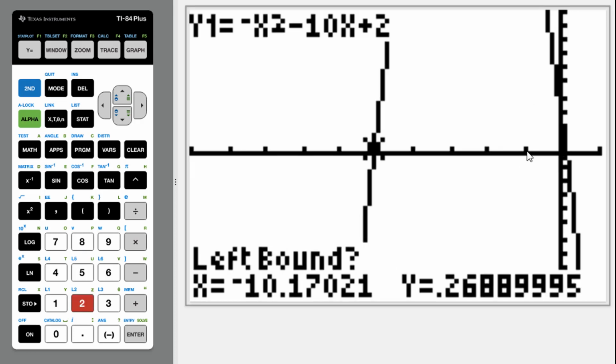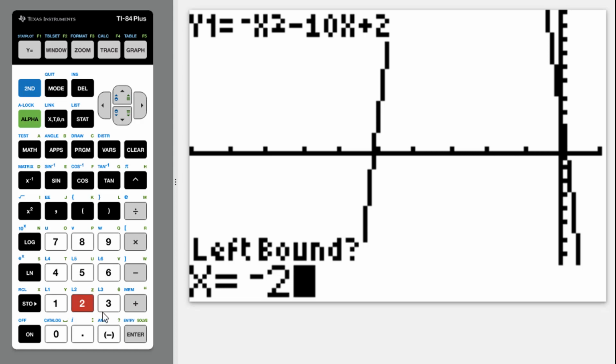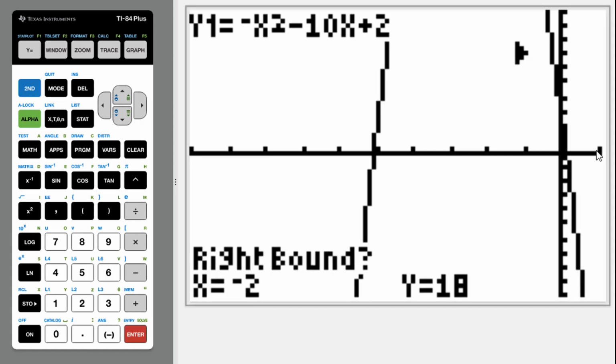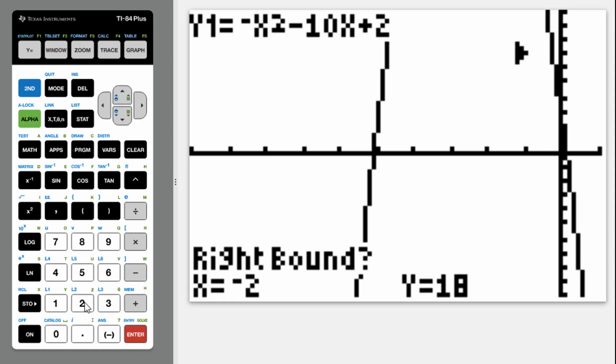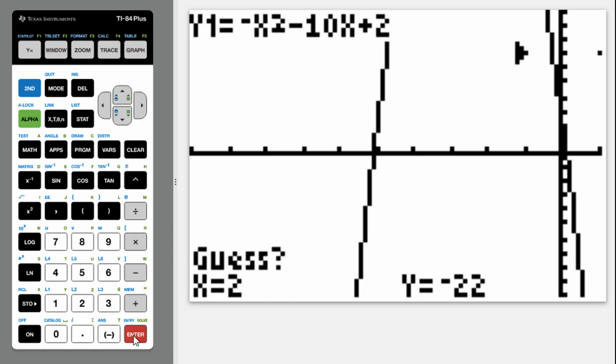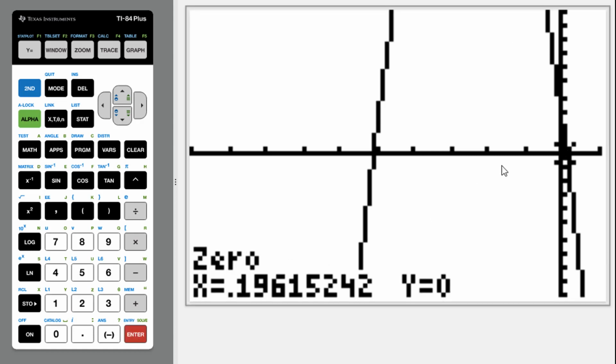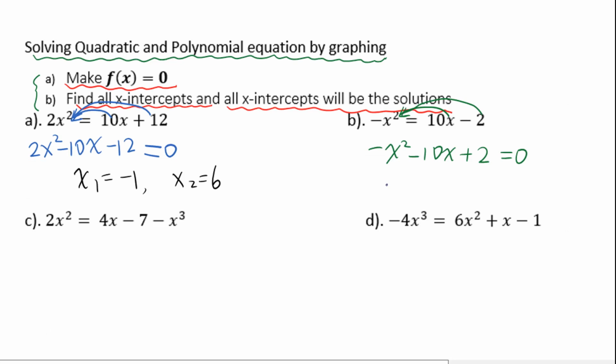Then go to second trace, still 2. This time, -2 as the left bound, +2 as the right bound. Then x2 will be 0.196. Now we get x1 equals -10.2, x2 equals 0.196. Remember, make your answer a 3-figure fix.